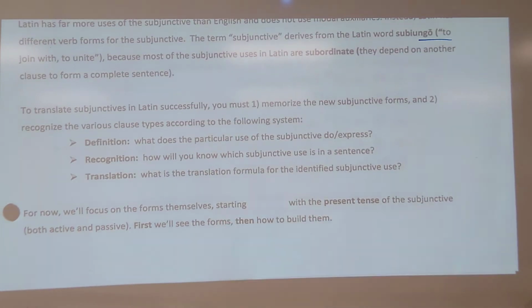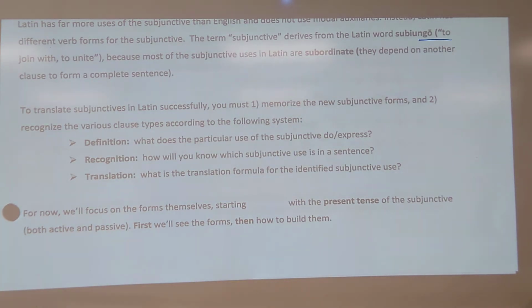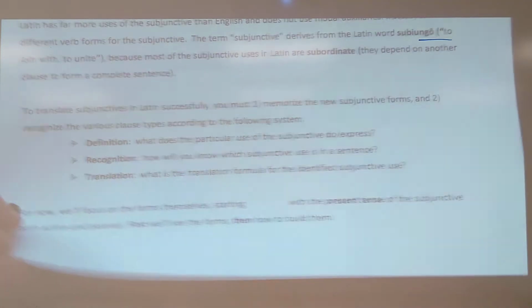Okay, this is just a little bit about knowing how to translate a subjunctive. Again, first and foremost, you have to know what the subjunctive forms are, which we're going to look at in just a minute, and be able to recognize the various types of clauses according to these rules here. Again, we're not going to get into this right now because we're not going to really translate any of them today. All right, so we'll start with the present tense of the subjunctive on the next page. First, we're going to look at the forms, then we'll see how we make them.